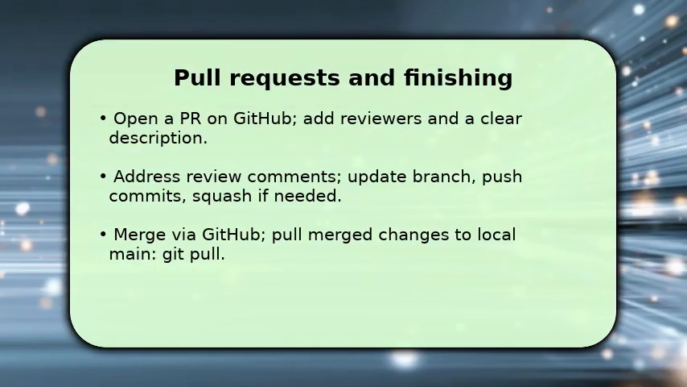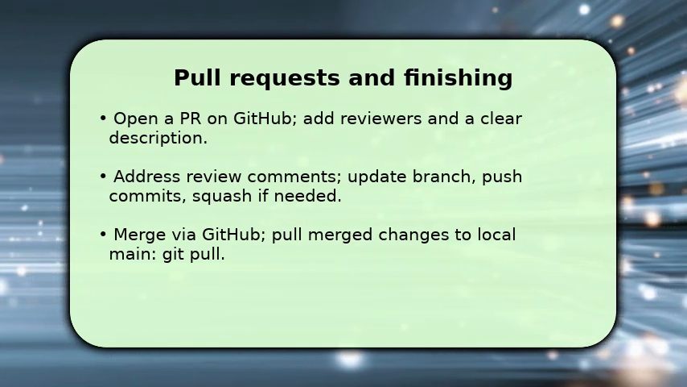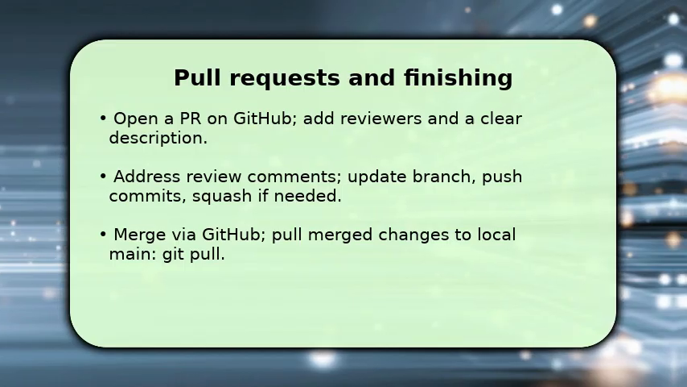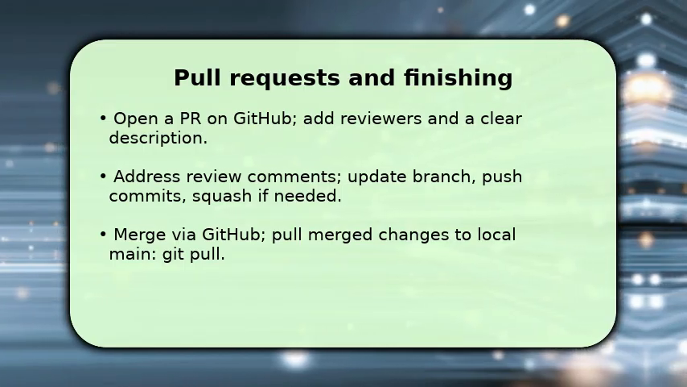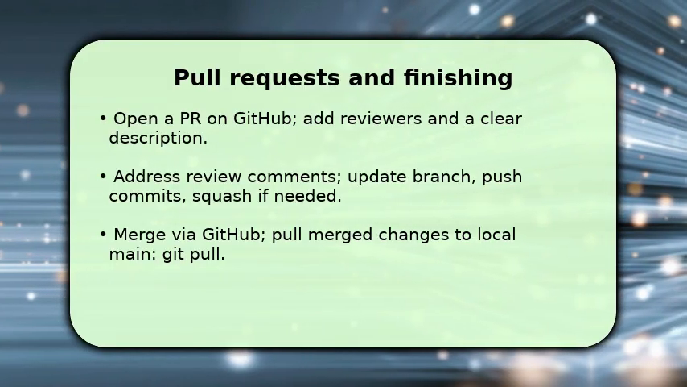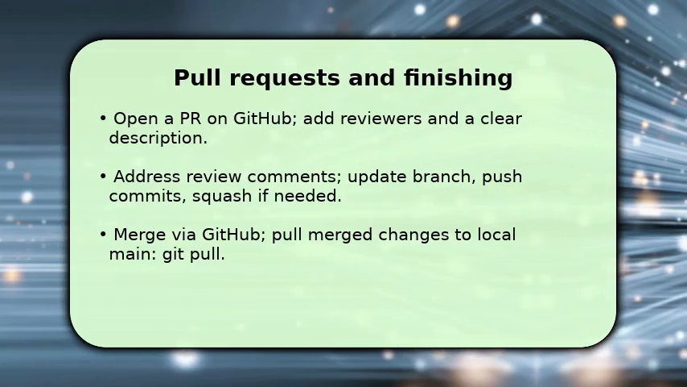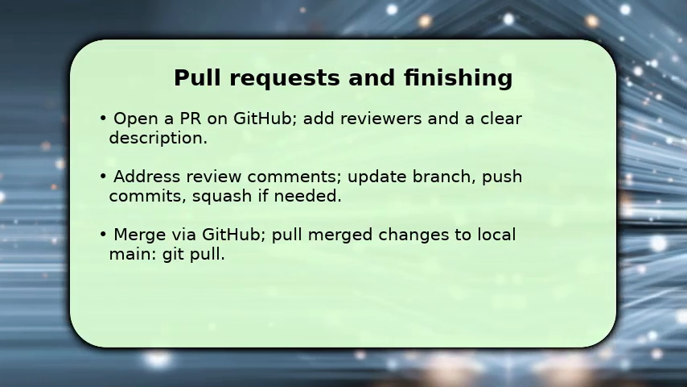You'll open a pull request on GitHub and describe what changed and why, then request reviewers to check functionality. Once reviewers leave comments, you should update your branch, push additional commits, and optionally squash to keep history tidy before merging. After merge, switch to your local main and run git pull to sync. Delete the remote branch to keep the repo clean.